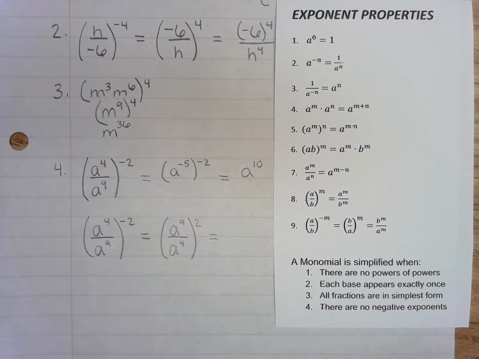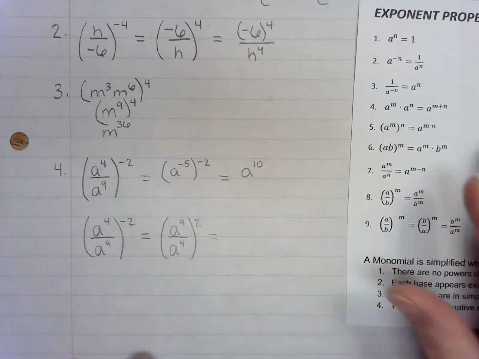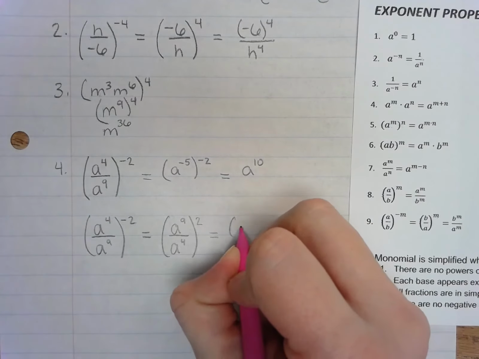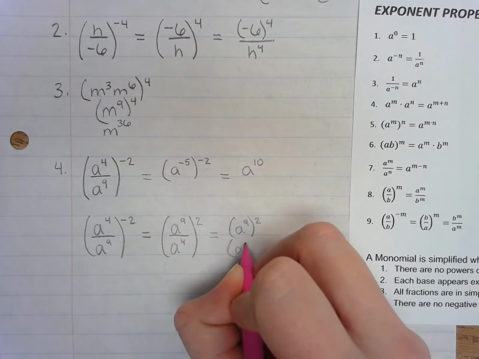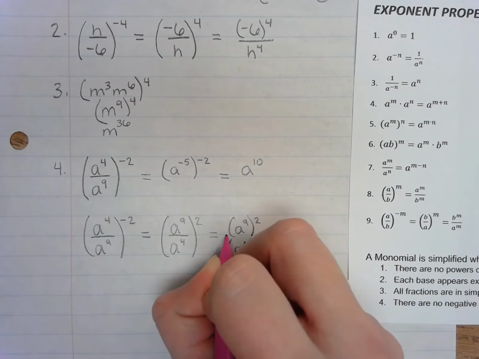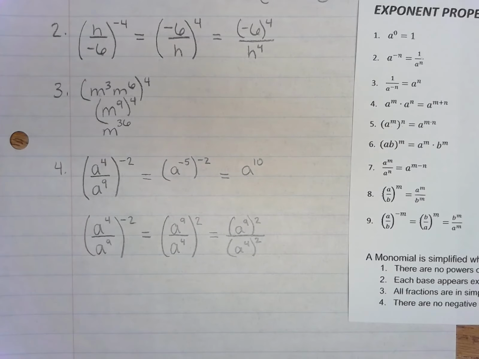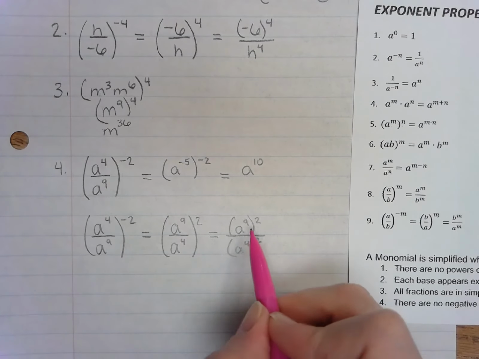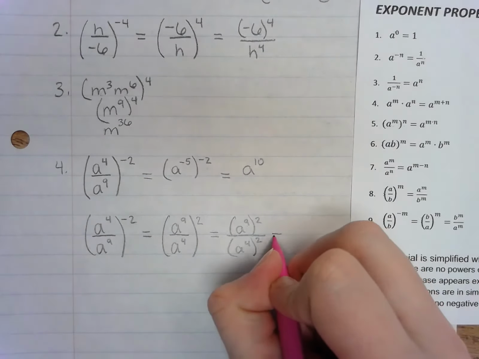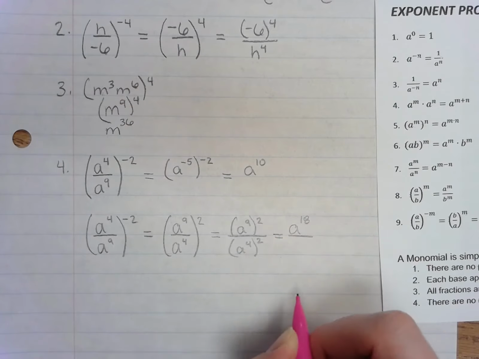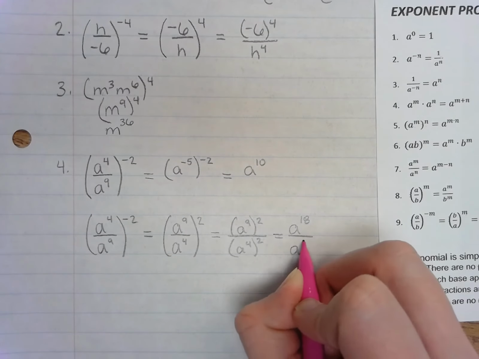We can go on to finish this property to say we need to apply that exponent to everything inside. So we're going to apply that 2 to the a to the 9th, and we're going to apply that 2 to the a to the 4th. So by doing that, we get a power to power. So once again, we'll multiply. Power to power is multiply, so that's a to the 18th. Power to power multiply, so that's a to the 8th.